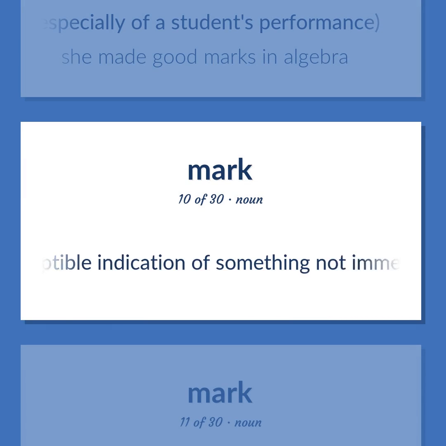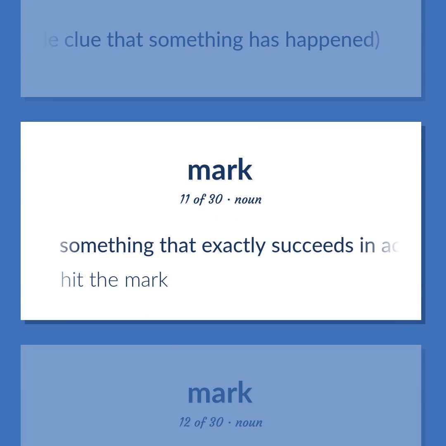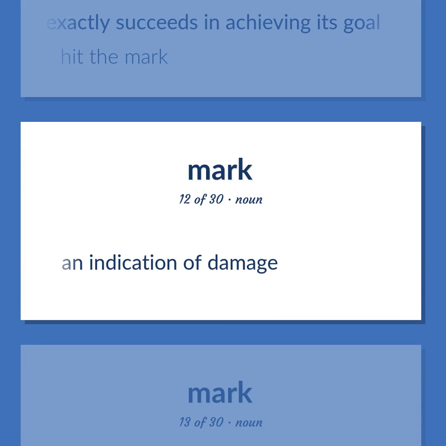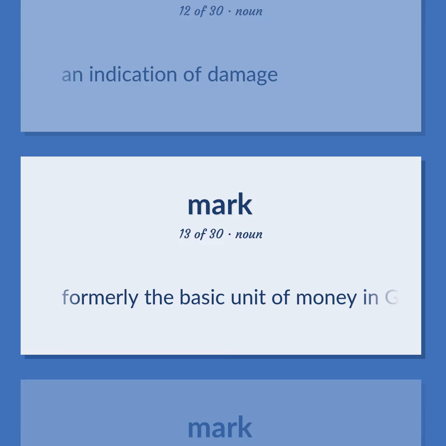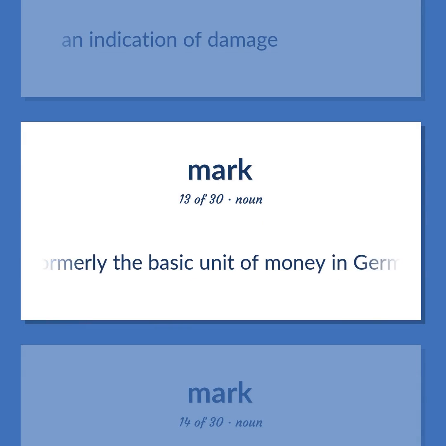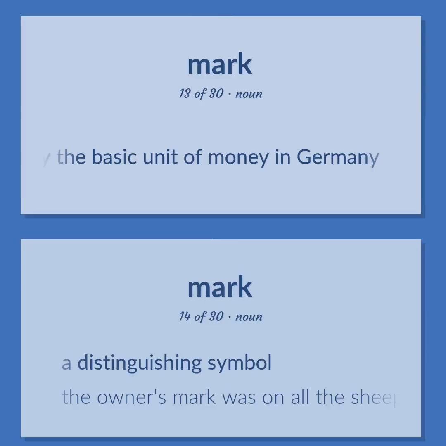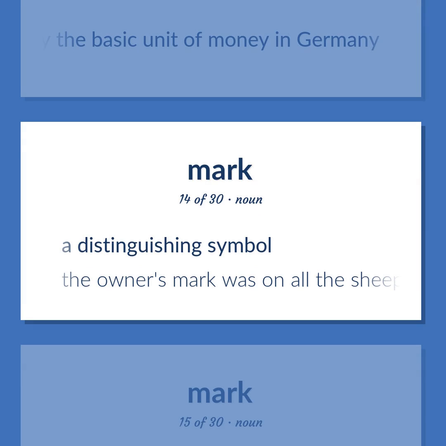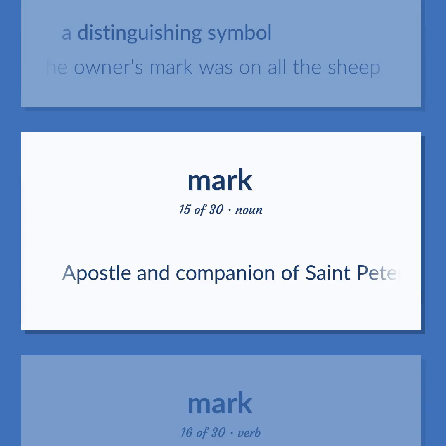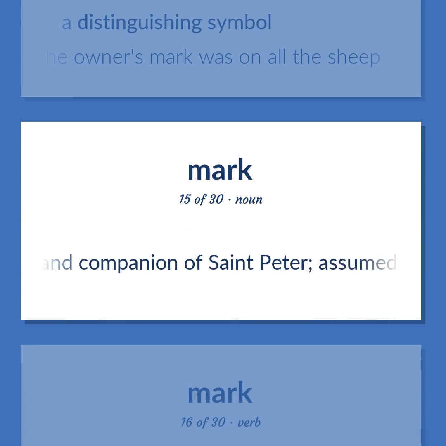A perceptible indication of something not immediately apparent, as a visible clue that something has happened. Something that exactly succeeds in achieving its goal. Hit the mark. An indication of damage. Formerly the basic unit of money in Germany. A distinguishing symbol. The owner's mark was on all the sheep. Apostle and companion of St. Peter, assumed to be the author of the second gospel.